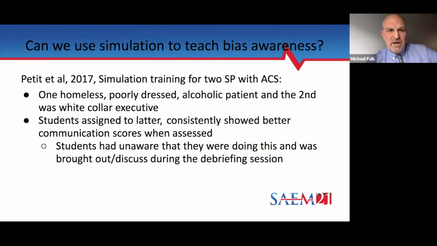Another great example of this is a study by Petit et al. They used simulation to uncover bias within the residents themselves. They had two standardized patients, both with ACS presenting in the emergency room setting. One was homeless, poorly dressed, and an alcoholic. The second was a white collar executive, clearly more affluent, very well dressed, the exact opposite of the first patient. Students assigned to the white collar executive showed better communication scores and dealt with the patient better. The students assigned to the homeless, poorly dressed patient did not perform as well. Interestingly enough, when they were debriefed, most of the students claimed to be unaware that they were doing this, and thought they were being objective in their approach to patients. Next slide.